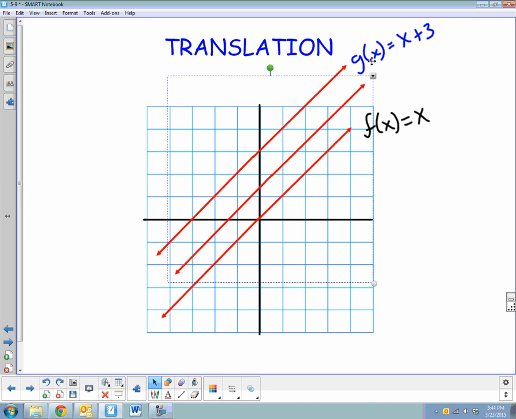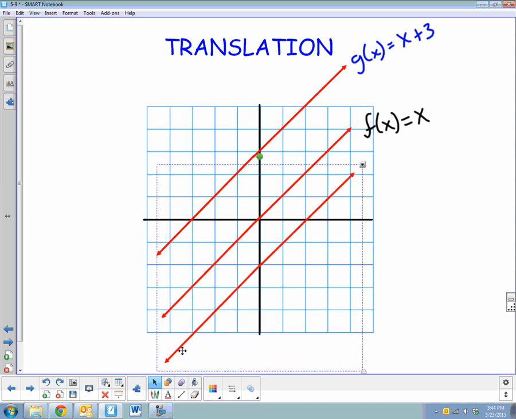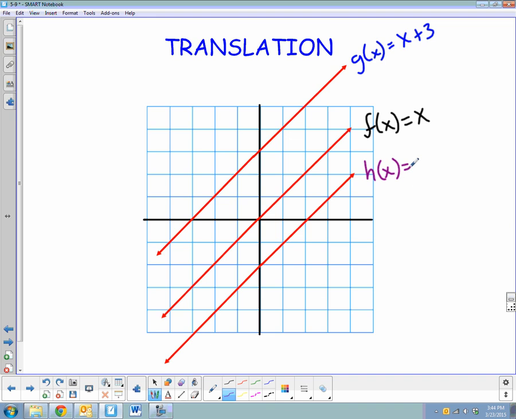There we go. So if I take a new function, here's my parent again, I'm right on the parent function, and let's say I move it down 2. I'm going to have a new function. We'll go with h this time. h of x is going to equal still the same slope. You'll notice they're all parallel. It would be x minus 2. So the only thing that changes with the translation is not the slope, it's the y-intercept.